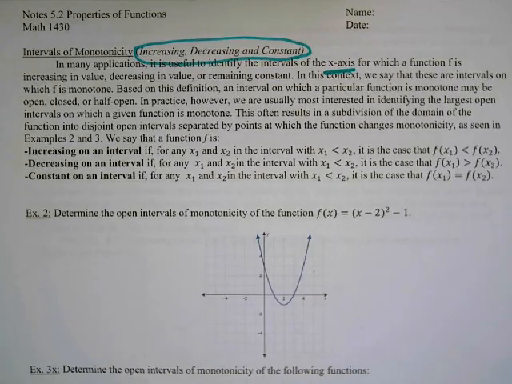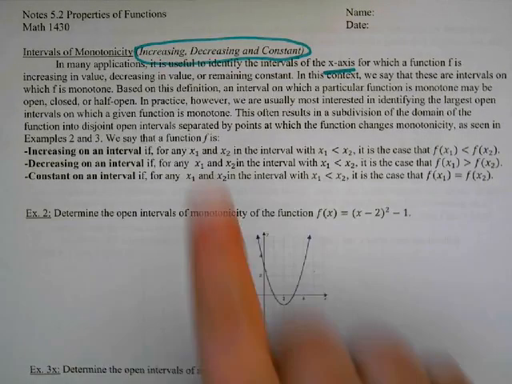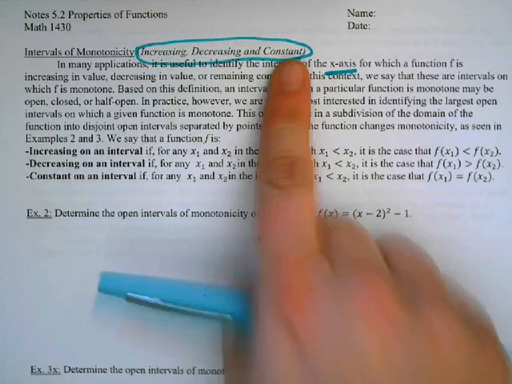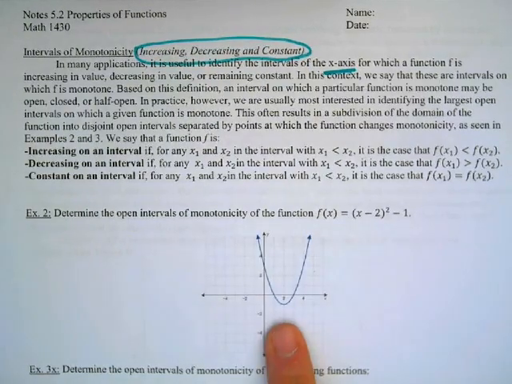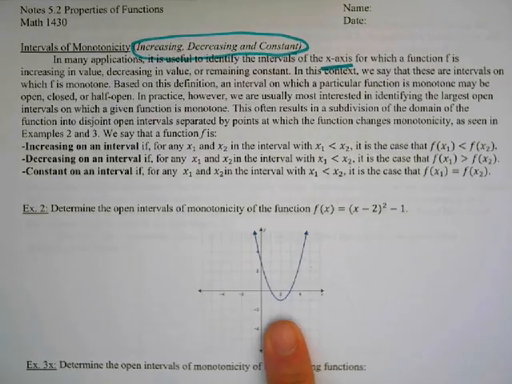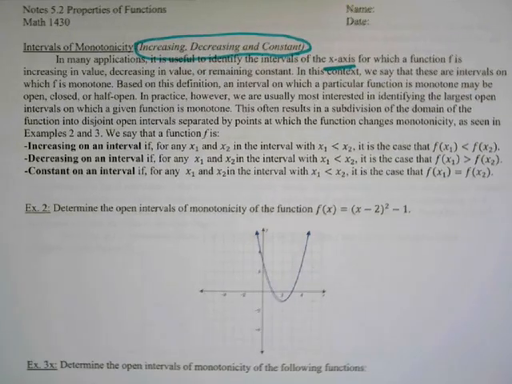Everybody, today we are going to do section 5.2, which are the properties of functions. And the first thing that we're going to look at, we're going to talk about something that is called increasing, decreasing, or constant. And our goal is to decide, when we look at functions such as this picture, where does this function either increase, decrease, or constant, if at all?